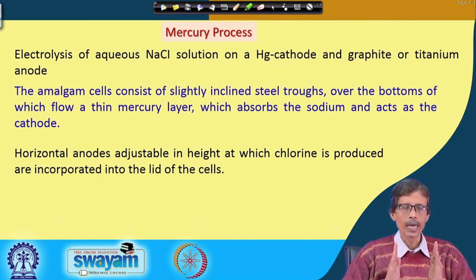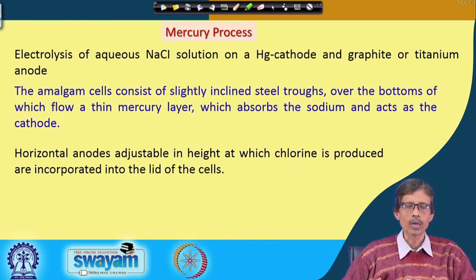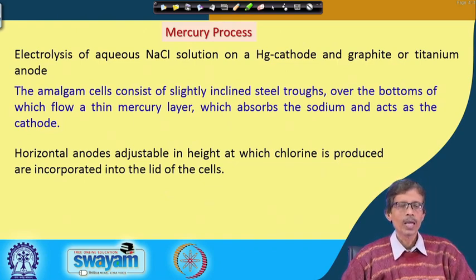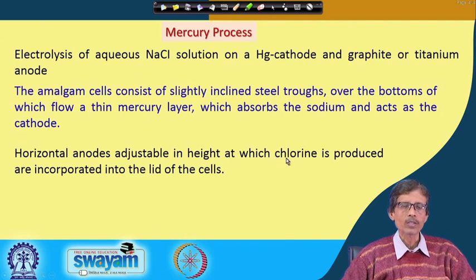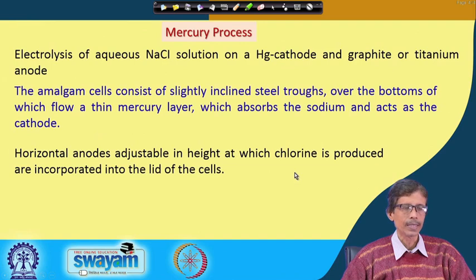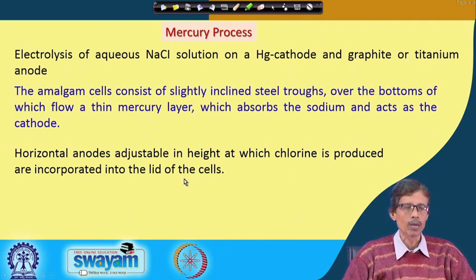Not vertical anodes, but horizontal anodes adjustable in height, because you can adjust the height within the chamber, since you can have a large pool of the product, sodium hydroxide, within the chamber. You should also allow the passage of chlorine, that is, the accumulation of chlorine gas inside the chamber, and these are incorporated into the lid of the cell. The lid of the cell means the cover of the cell, and the horizontal anodes are attached to that lid, because the electrical connection through the lid will also be useful.